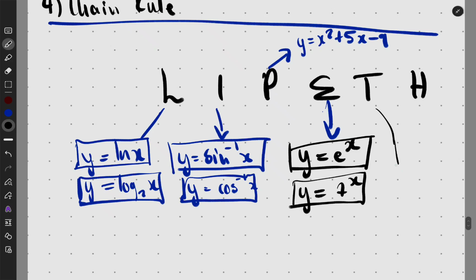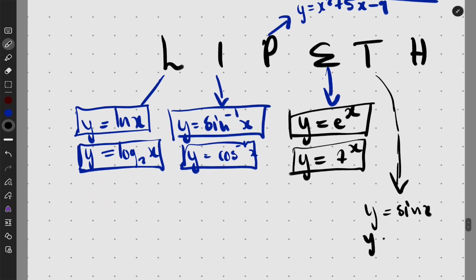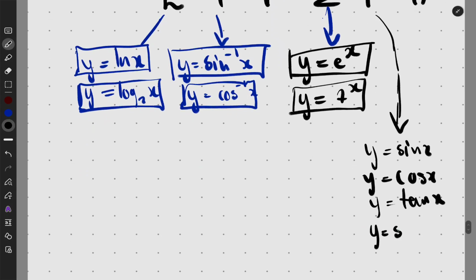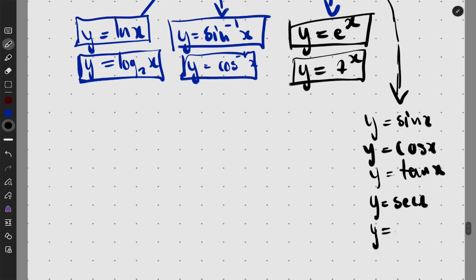Then we have T. T represents trig functions themselves, which is y equals sine x. Another one, y equals cos x. Another one, y equals tan x. All these are trig functions. Can you see that? Then we have y equals sec x. Remember there are 6 trig functions. We have y equals cosec x. Then we have y equals cot x.